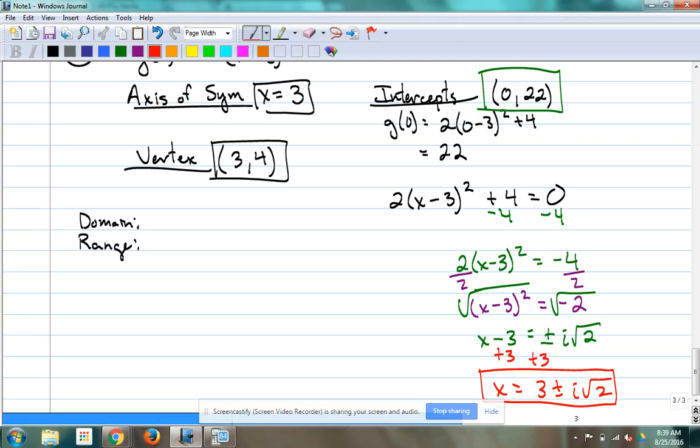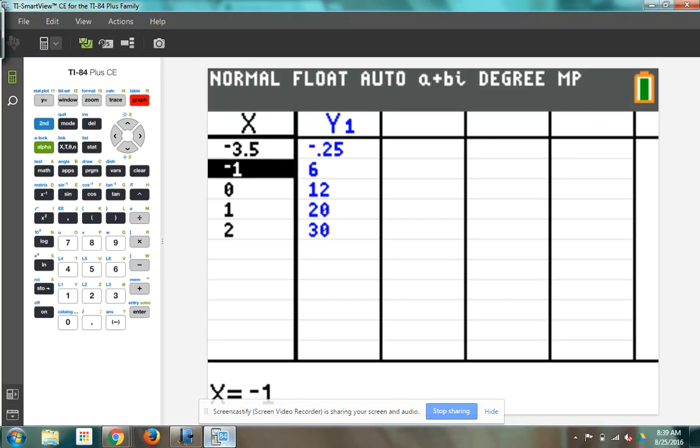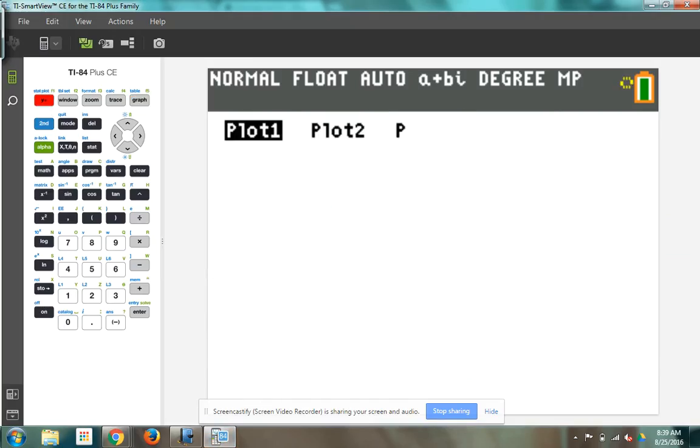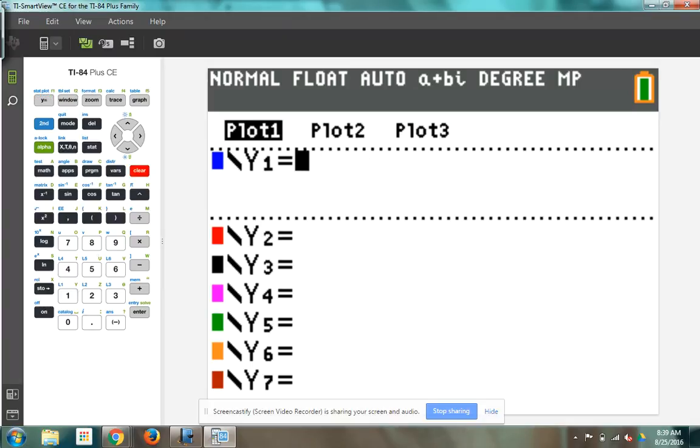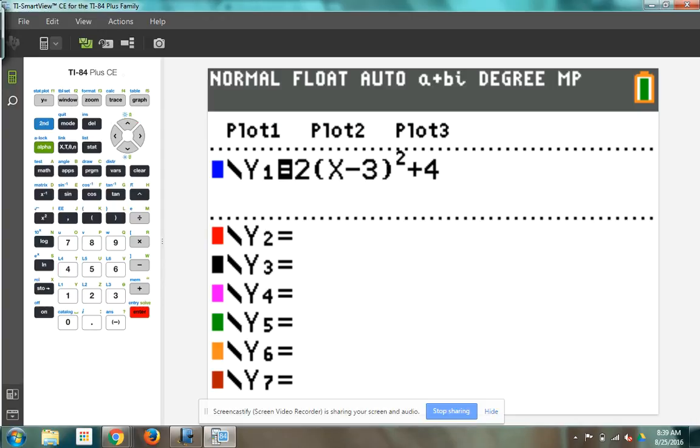And one of the ways that you can check that is with your graphing calculator. Graph that thing and type it in just like it's written: 2 parentheses x minus 3 squared plus 4. And I'm going to turn this plot off from what we did yesterday because I'm afraid it'll mess it up. So if you've got a plot turned on up there that's darkened in, you might want to arrow up and turn it off because sometimes it can mess up what's going on.